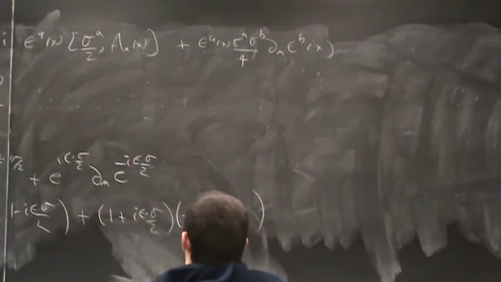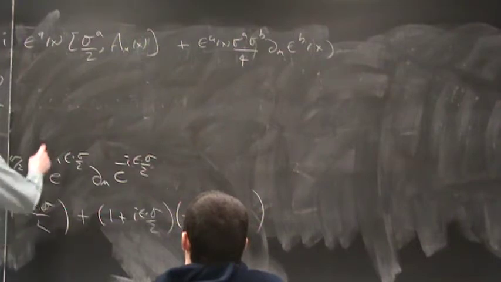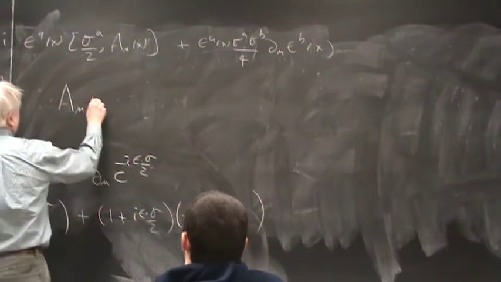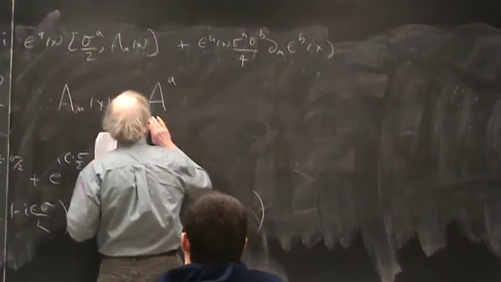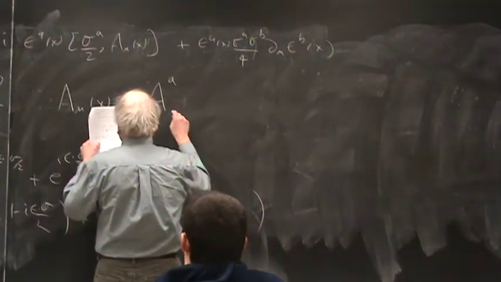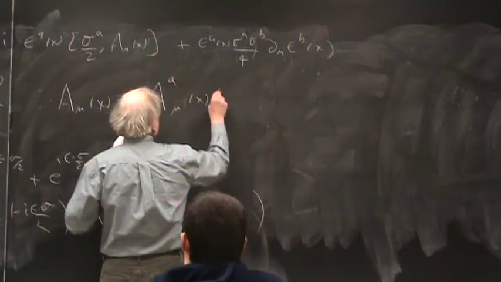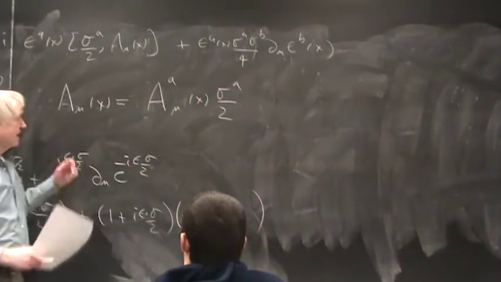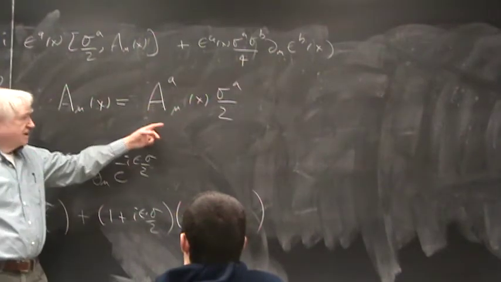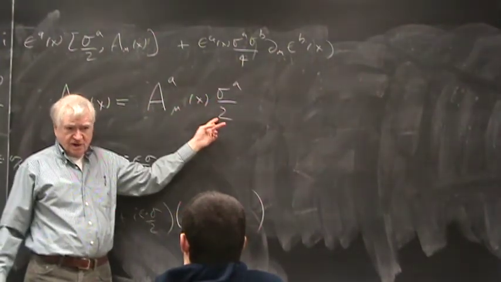All right, well, it's pretty clear that A mu is supposed to be in the Lie algebra. In other words, it's A mu a times sigma a over 2. So what we have is one gauge field for each of the generators of the gauge group.